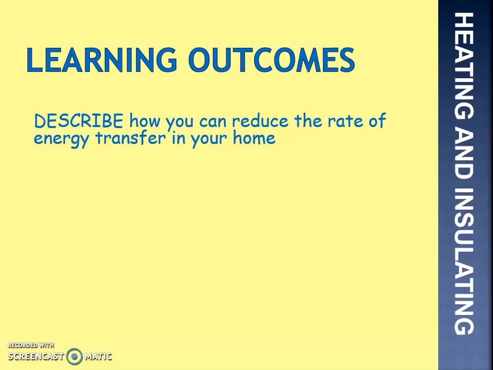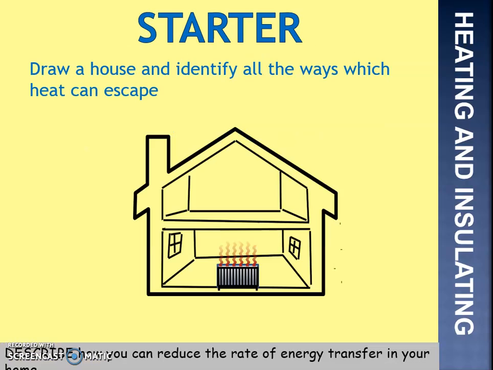Our learning outcome today is to describe how you can reduce the rate of energy transfer in your home. First off, if you could draw a house, it has to be a diagram, and identify all the ways in which heat can escape from the house. Pause the video whilst you attempt that.